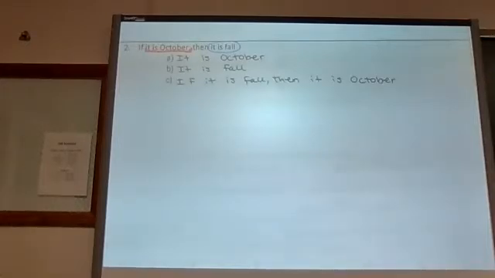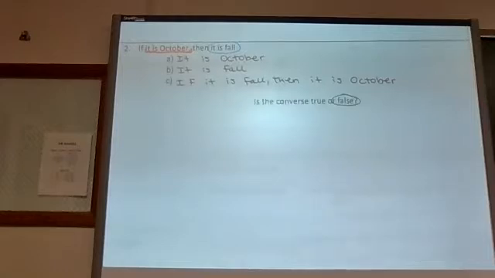Now the converse to that would be, if it is fall, then it is October. Is that true? Not necessarily. Yeah, that's false because it's fall right now. Fall started on Tuesday, September 22nd. And it's not October, it's September. Okay.